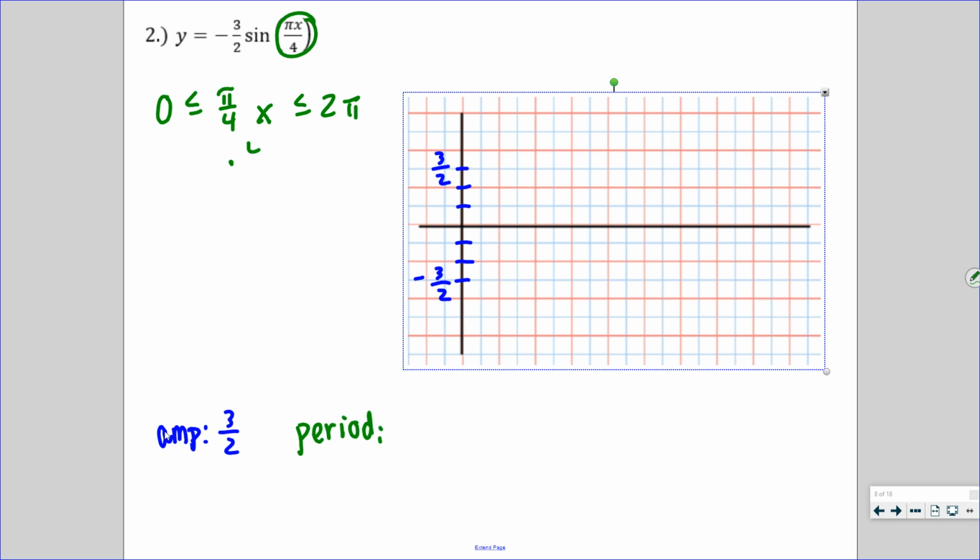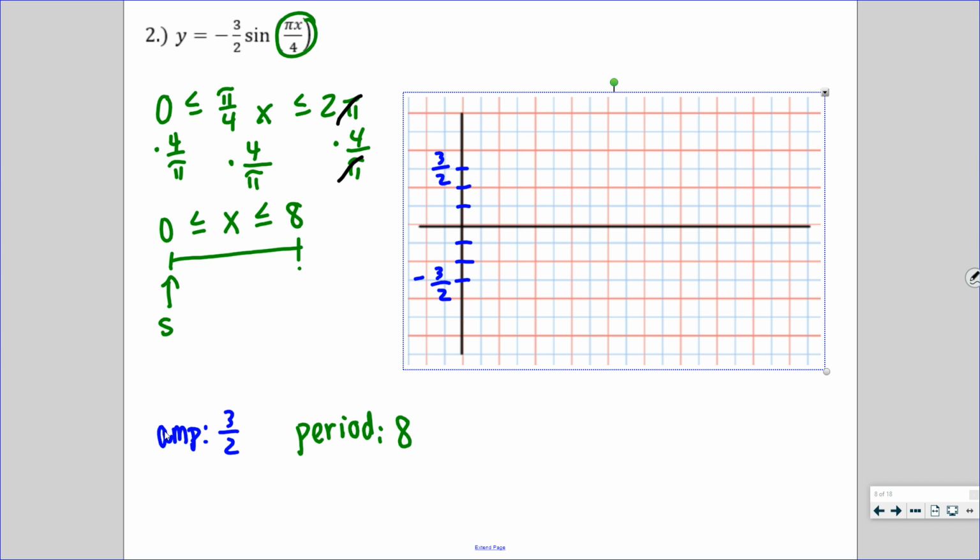I would times by the reciprocal, or you could divide by pi over 4, but I don't like to divide fractions. I like to times by the reciprocal. Okay, the pi's cancel. 2 times 4 is 8. So my period here is 8. So this needs to start at 0 and end at 8.